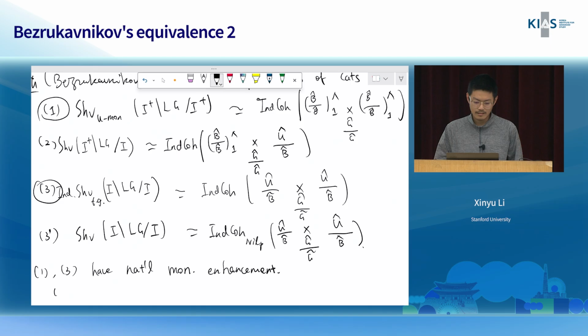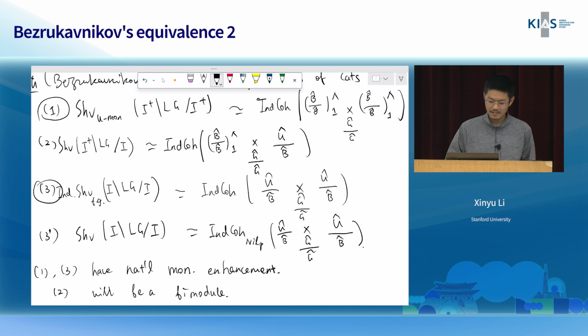And 2 will be a bimodule over 1 and 3. Is 3 prime also? Yes. Okay, any question about the statement of the theorem?